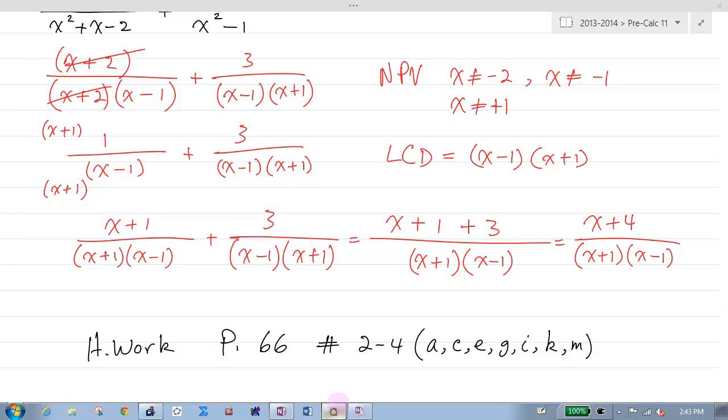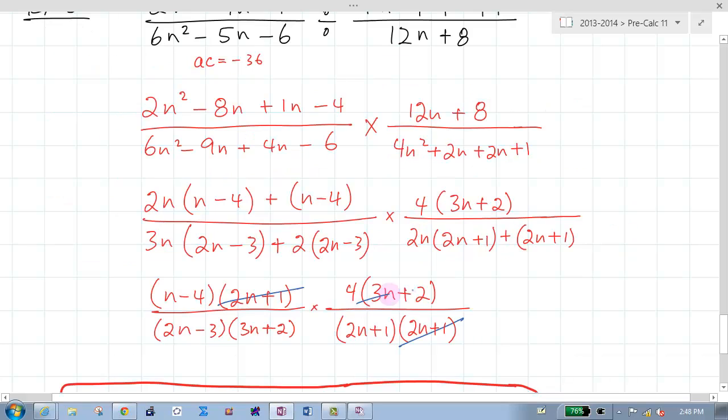Alrighty. I can cancel them out. 3n plus 2 can be canceled from the top and the bottom. Is there anything else? I think I'm done. And you go, okay, 4 times n minus 4 over 2n minus 3 times 2n plus 1 would be the most simplified form of this.